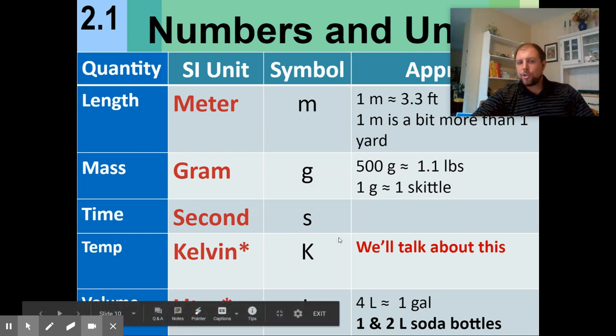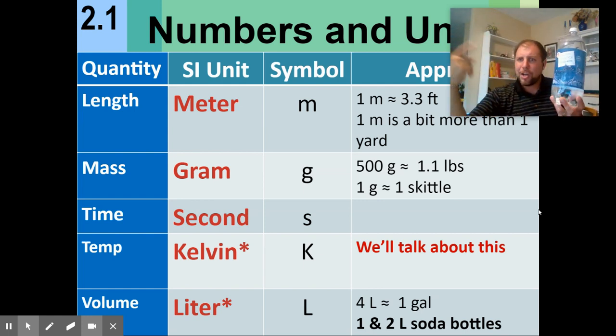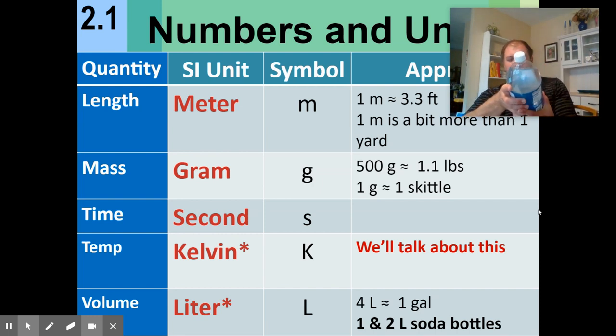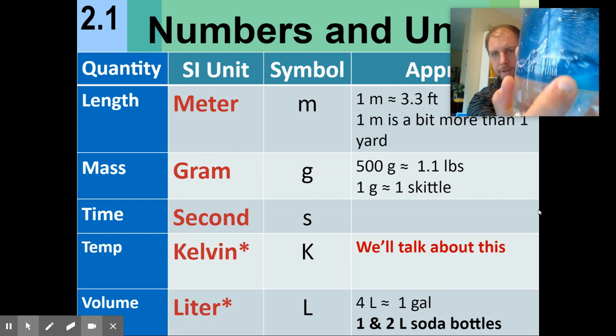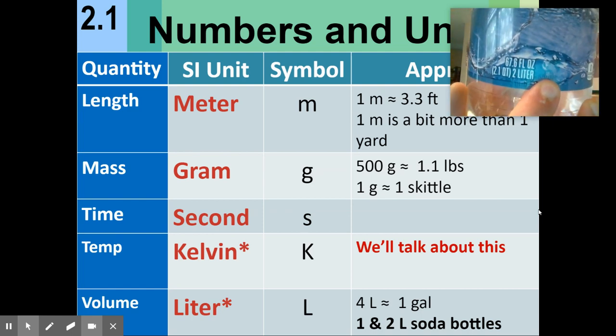Okay. Temperature is Kelvin, which is a different version of the Celsius temperature scale. And volume is liters. All right. And that's probably the one you're most familiar with because of these guys right here, right? A 2 liter soda bottle. It's got 2 liters in it. If we look on the bottom here, we'll see that it says, hey, 2 liters. All right.